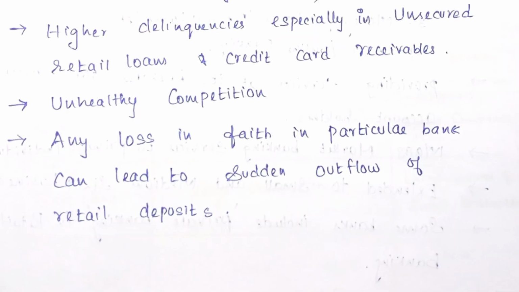See, higher delinquencies; delinquency means the failure of the customer to meet their obligation. Unsecured retail loans or credit cards are there, and if the customer doesn't pay, it is very risky for banks to recover the amount, right? So there are high delinquencies. And unhealthy competition, as I have already said: for example, if we are providing different amounts for gold loans, with different per gram rates, the customers may switch from one bank to another, so unhealthy competition is there. Then loss of faith: for example, if a breakout of trouble has happened in any one bank, it affects the other banks also, right? So this was actually the problem we faced.